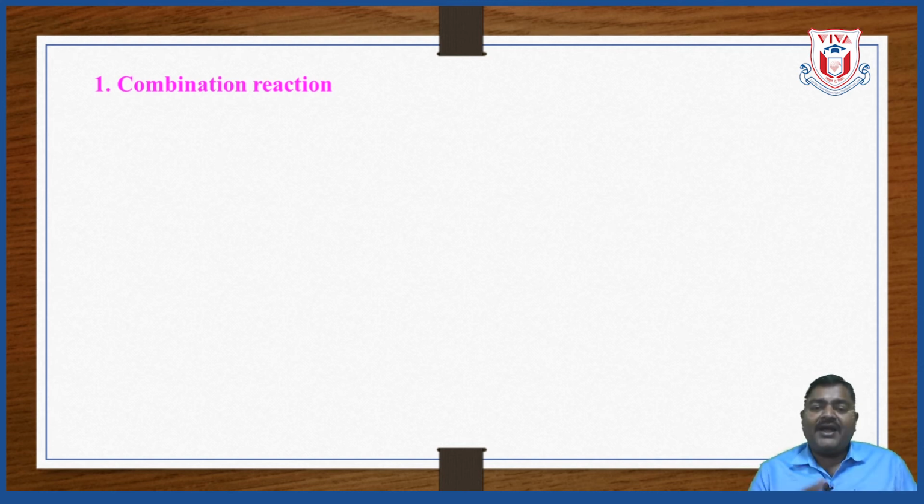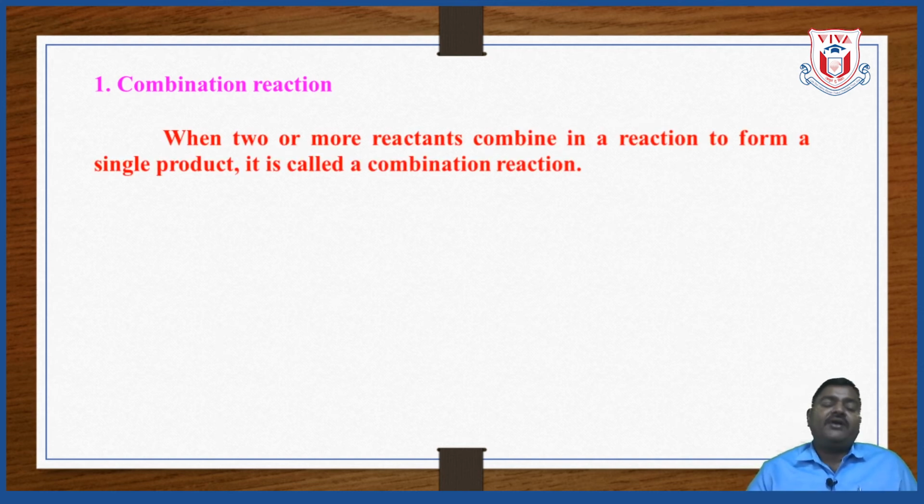Combination means to combine. When 2 or more reactants combine in a reaction to form a single product. जर 2 किंवा जास्त रिॲक्टंट असतील आणि ते कंबाईन होऊन जर एकच प्रॉडक्ट तयार झालं तर त्याला कॉम्बिनेशन रिॲक्शन म्हणायची. When 2 or more reactants combine in a reaction to form a single product, it is called as the combination reaction. For example, we will see the example.